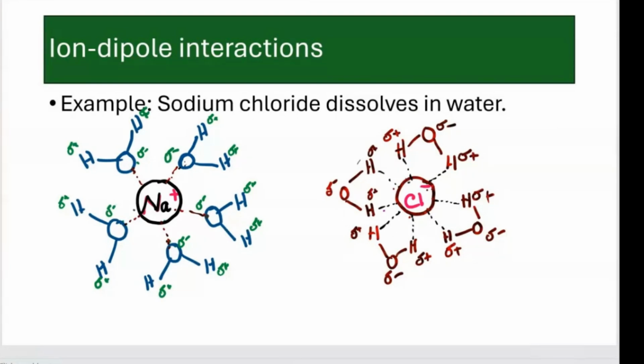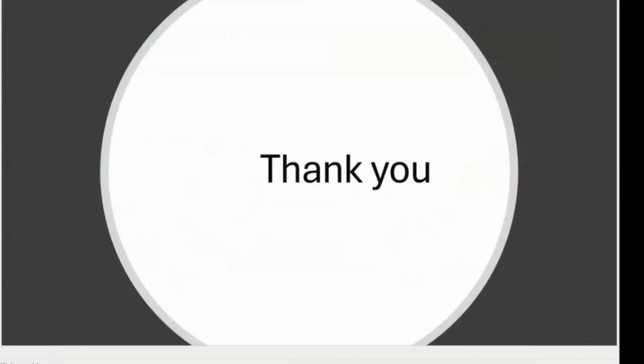The positively charged sodium ion is surrounded by water molecules. Attractions occur between the sodium cation and the partially negative oxygen atoms of the water molecules. Similarly, a chloride ion is surrounded by polar water molecules. An attraction between the chloride anion and the partially positive hydrogen atoms of the water molecules forms ion-dipole interactions.